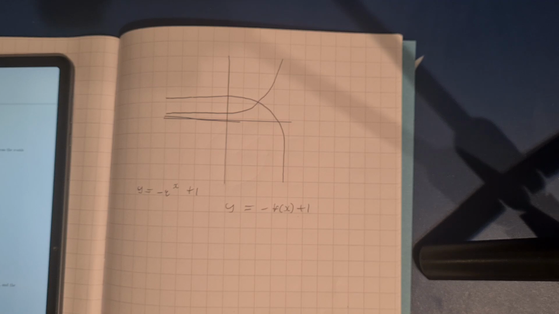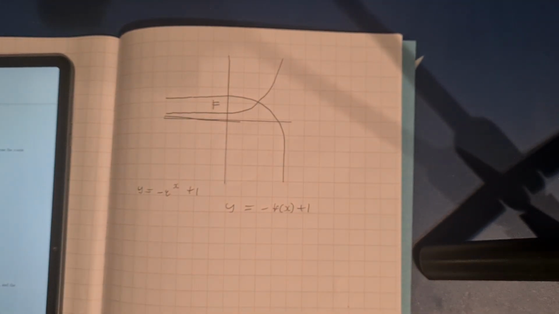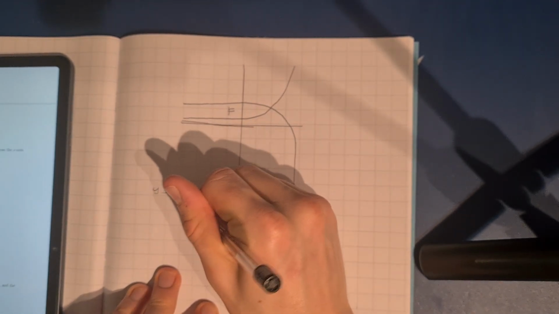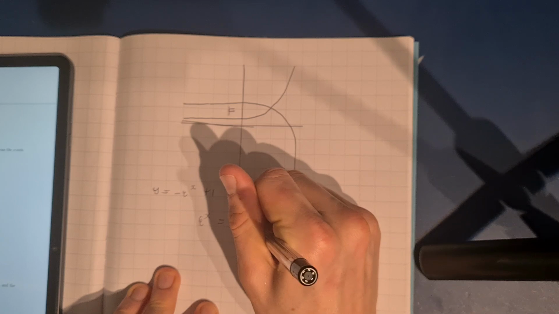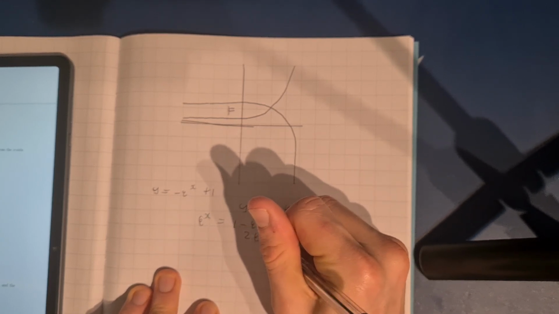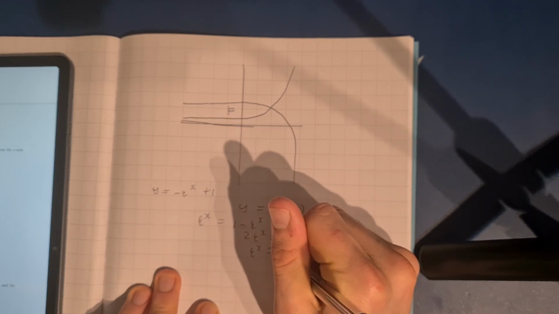Anyway, right, let's look at this then. So we've got the area we need is this here, so we'll just mark that F. So what we're going to find is we need where these intersect. So you have e to the x equals 1 minus e to the x. So 2e to the x equals 1. e to the x equals a half.